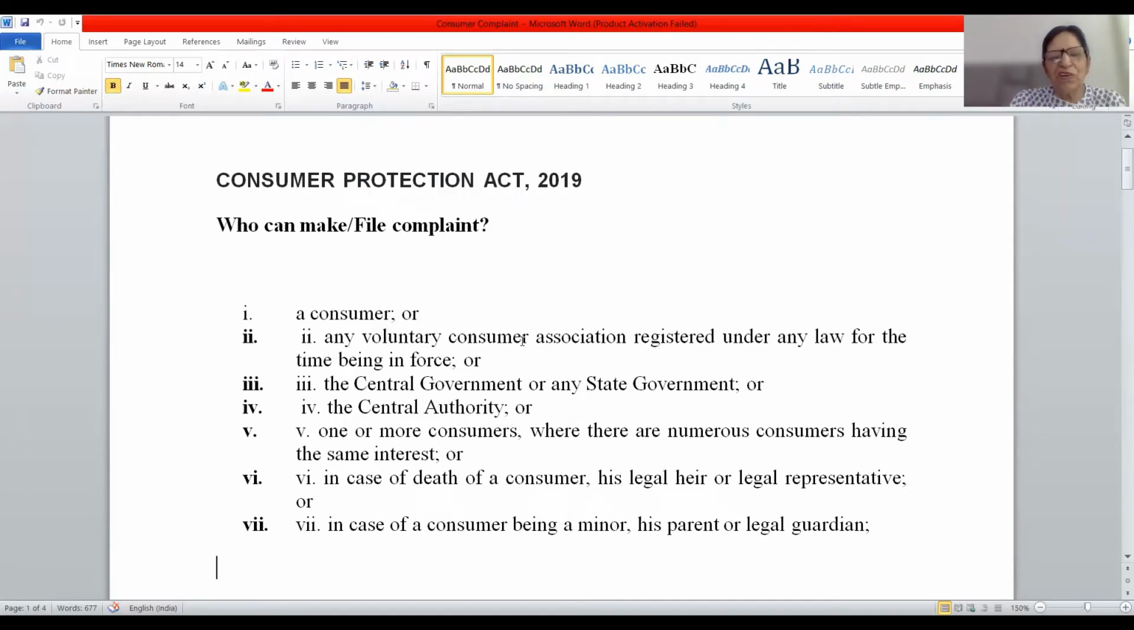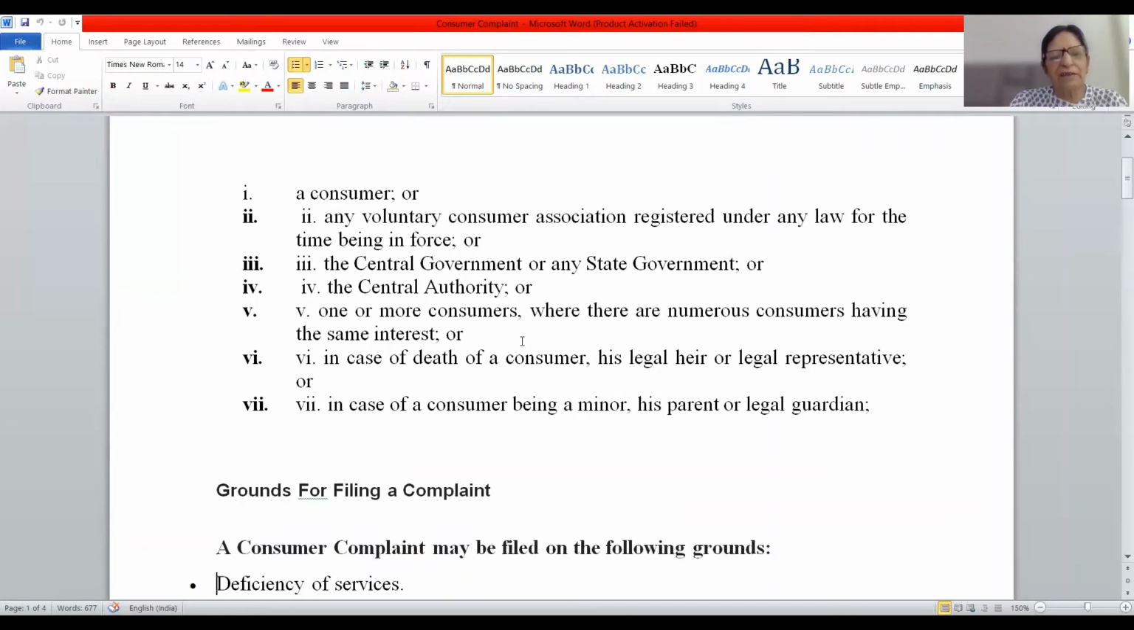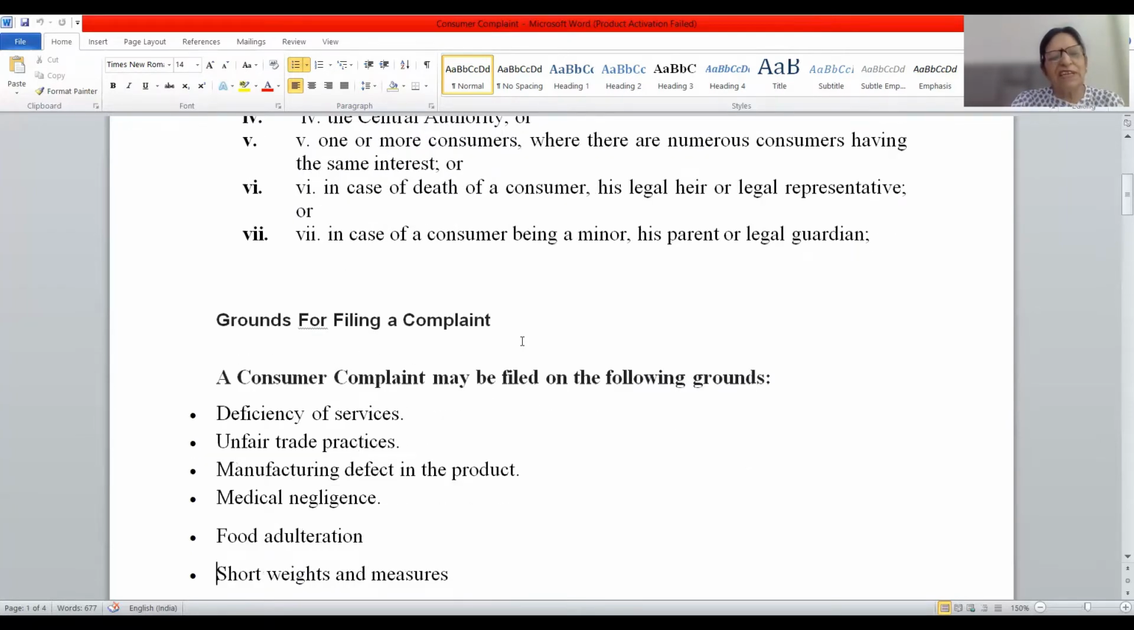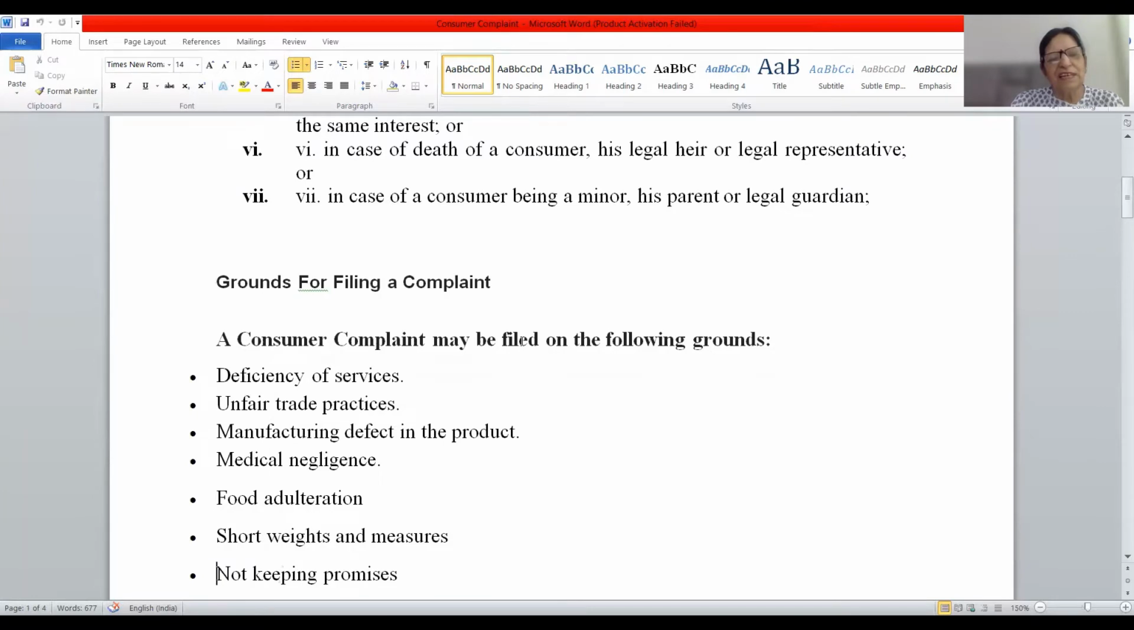So friends, till now I have discussed who all can make or file a complaint. Having discussed this, now I will take up the heading, which is the grounds on which a complaint can be filed. A consumer complaint may be filed on the following grounds. First is the deficiency of service. Second is unfair trade practices being followed by the manufacturer or traders.